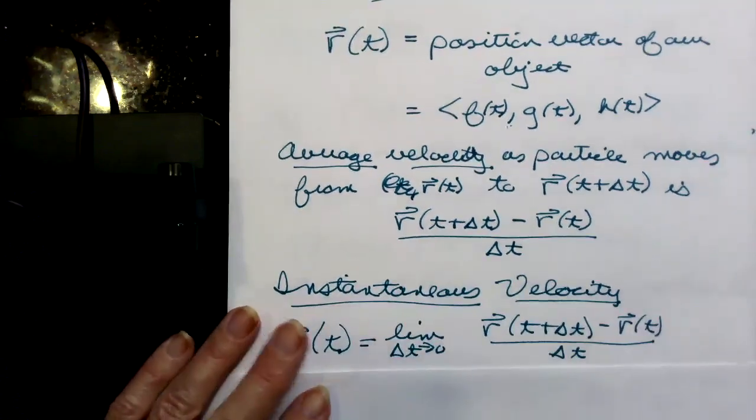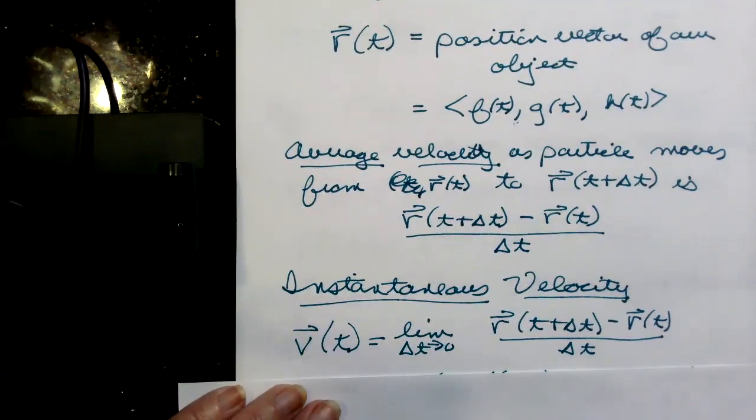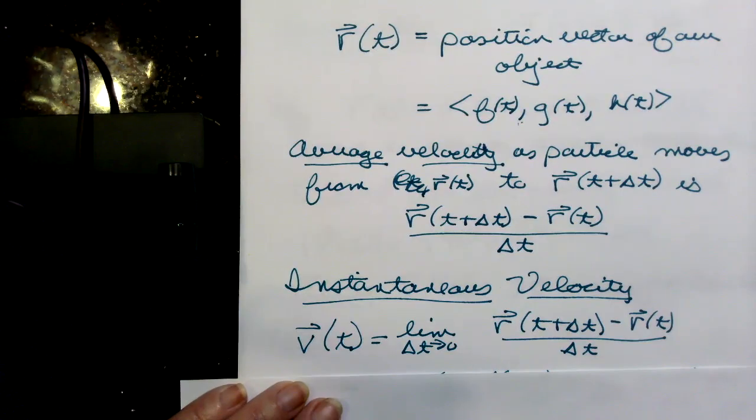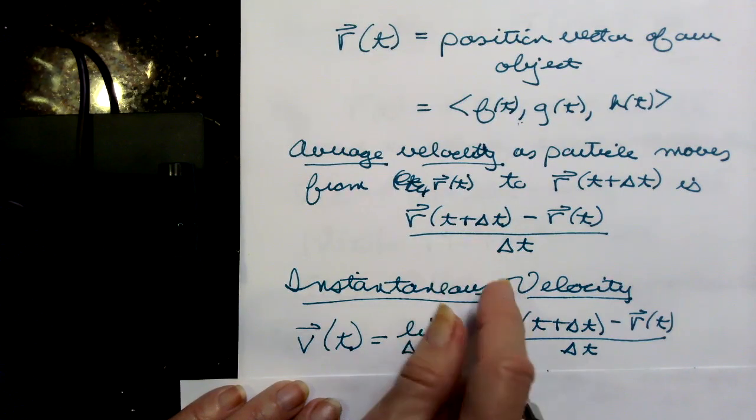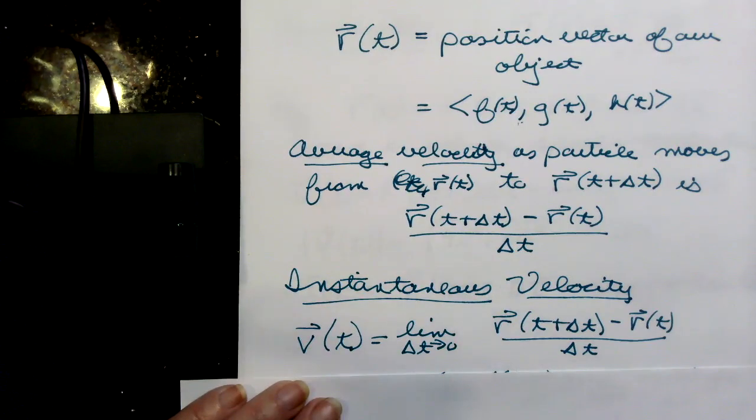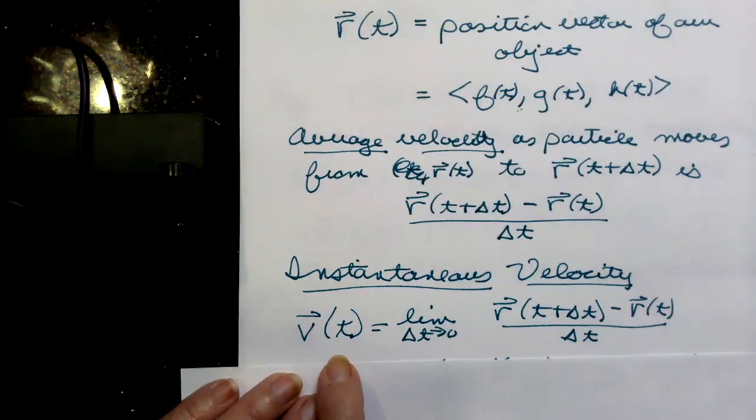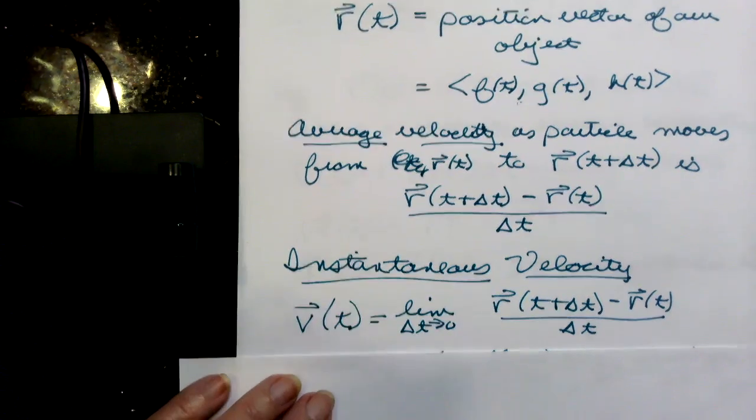And to get the instantaneous velocity, well, as that interval gets smaller and smaller, that line segment is getting more and more accurate for describing the curve. And so the instantaneous velocity is exactly what you get as you let delta t go to 0. And that's what we're going to call v of t. So instantaneous velocity, we really just call velocity usually.